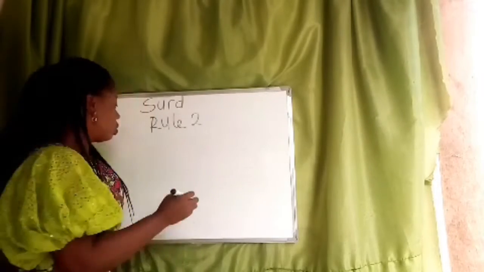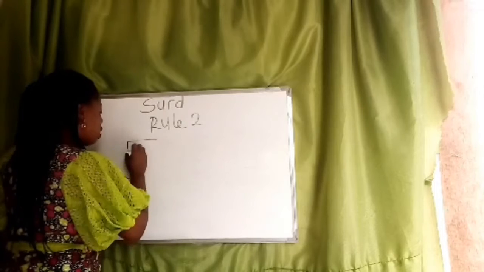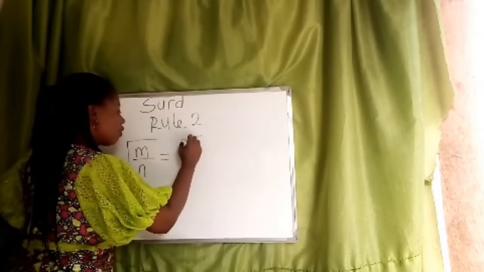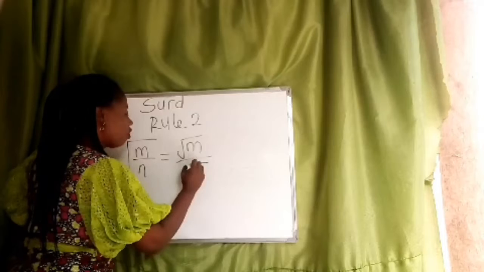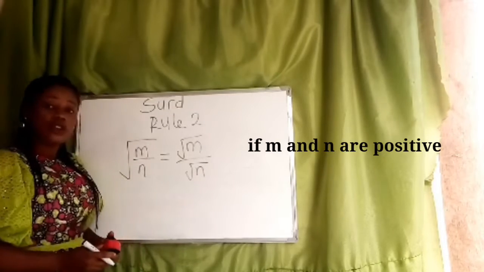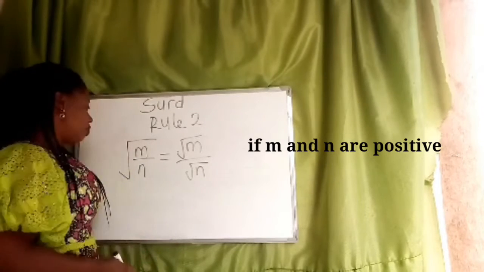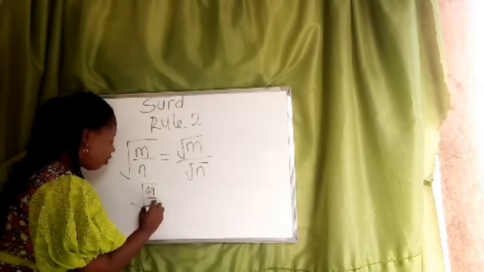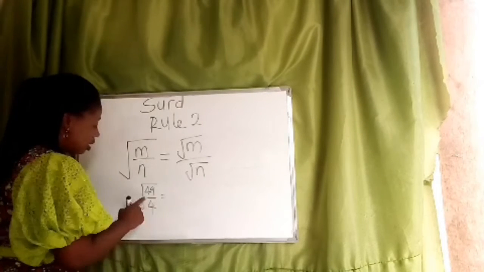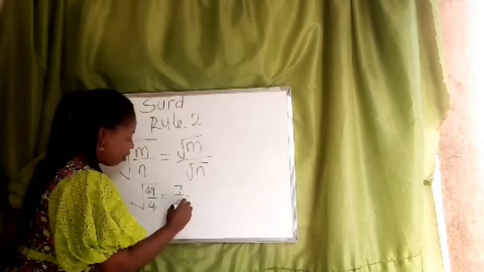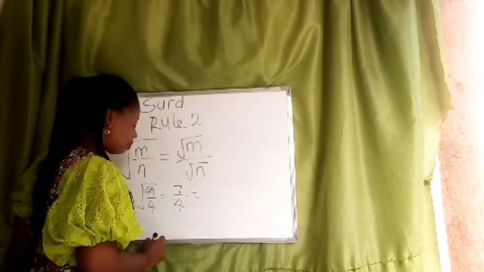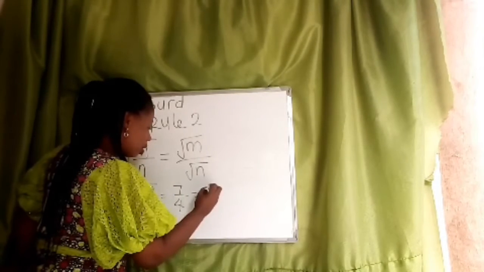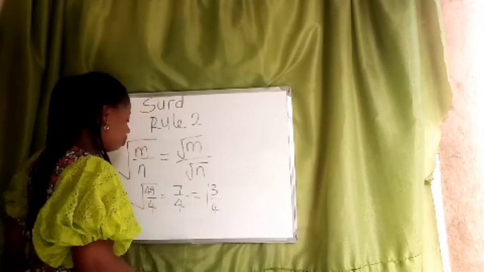For rule 2, the square root of m all over n is the same as the root of m all over the root of n. Let us still use 49 and 4. So the square root of 49 over 4. This is 7 over 2, which will give us one whole number, 1 over 2.